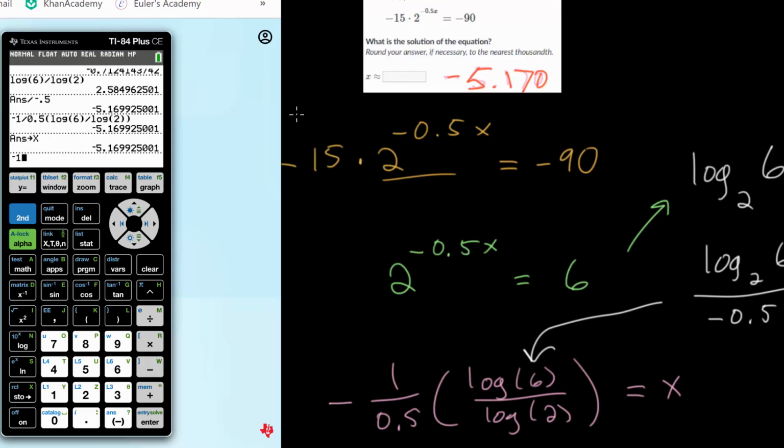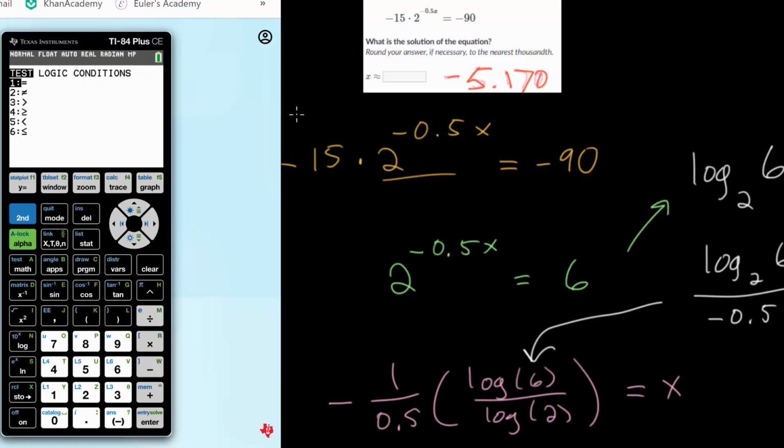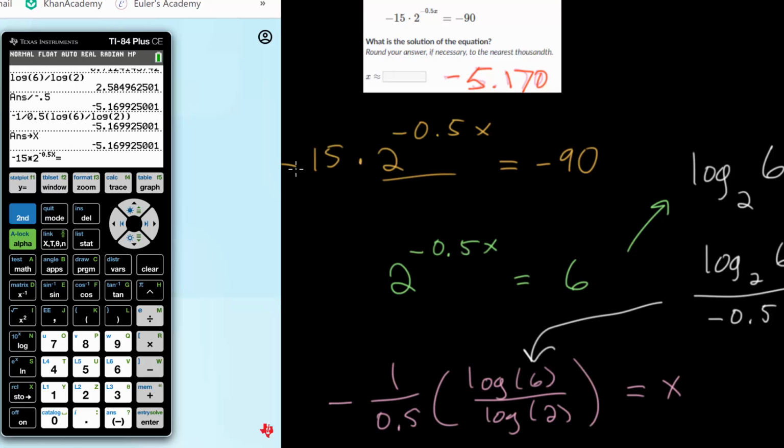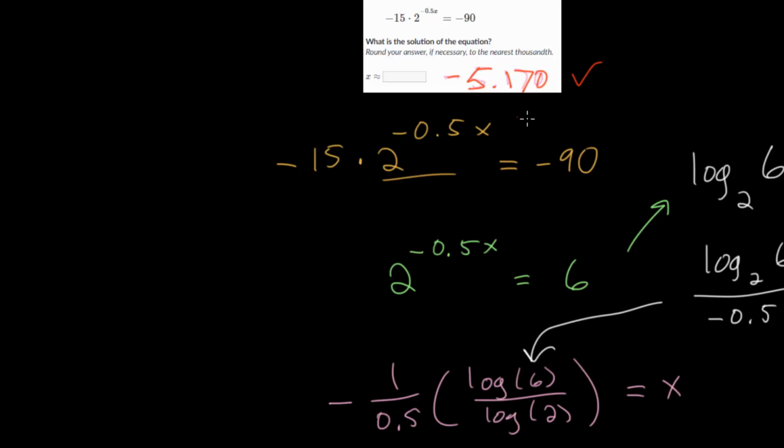So minus 15 multiplied by 2 raised to the minus 0.5x power. We'll get out of that exponent. We need to test that this is true, so hit second test. There's the equal sign, and this is equal to negative 90. And if we made a mistake, we'll get a 0. But since we got a 1, we know for sure we did this correctly. So once you get back your 1 here, you can feel very confident that this is in fact the correct answer.